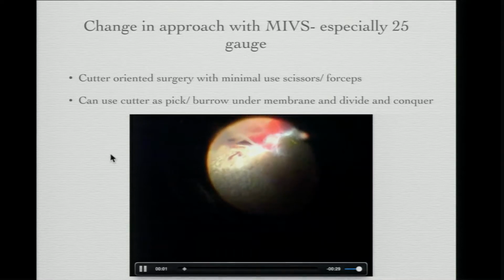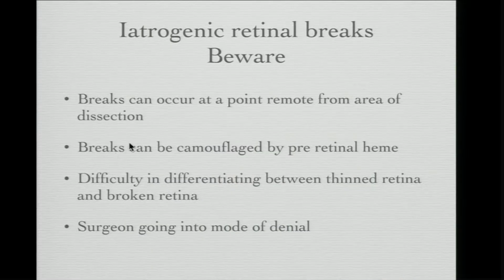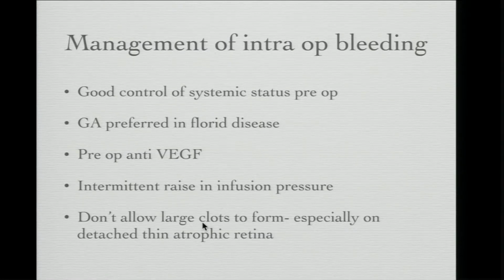Okay, I think I'll quickly skip this video. Beware of iatrogenic retinal breaks that can occur at a point removed from the area of dissection. Breaks can be camouflaged by pre-retinal hemorrhage. There's a difficulty in differentiating between thin retina and a broken retina, and a surgeon goes into a mode of denial, thinking it's not a break, it's not a break. Better to think it is a break and treat it at this point of time than trying to avoid treating it.